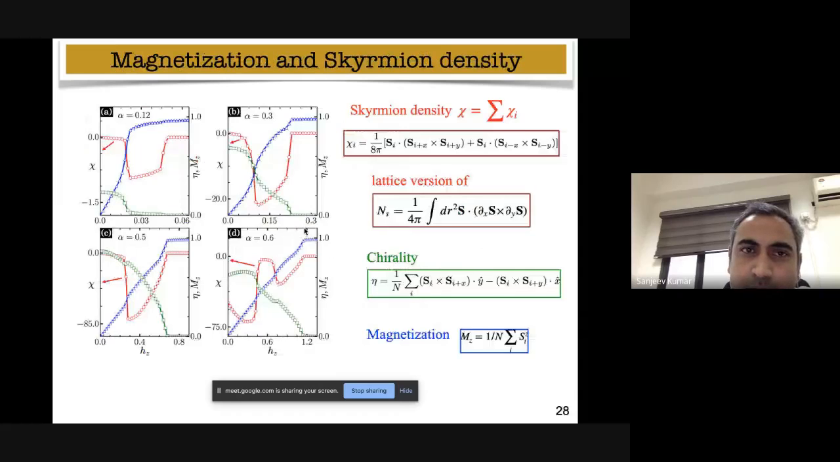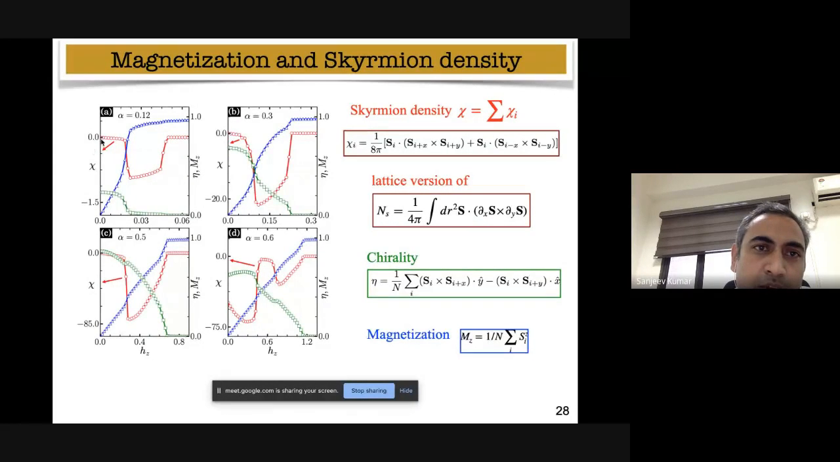When we include magnetization, we also build in certain other order parameters, namely the skyrmion density order parameter, which is a lattice version of the continuum definition of skyrmion density. Similarly, we build in a chirality order parameter and so on. In this picture, the blue line is magnetization, and as you increase the magnetic field for different Rashba coupling values, the magnetization always increases, showing the standard behavior. But the main quantity of interest is this red object, which is the skyrmion density.